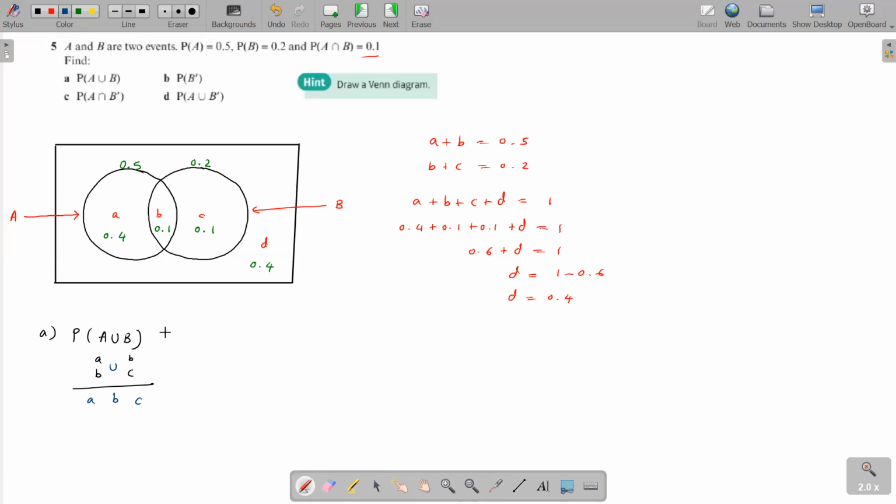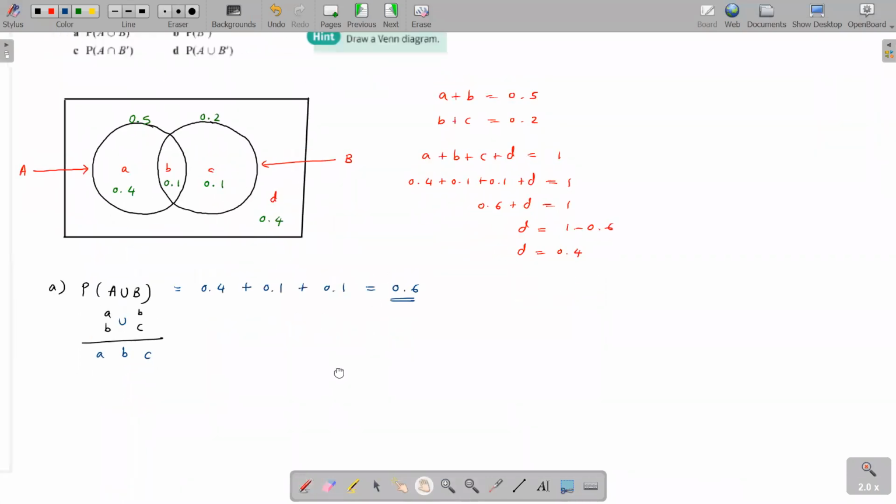Are you with me? So in simple A, what's the probability? 0.4. In simple B, what's the probability? 0.1. In simple C, what's the probability? 0.1. Can you guys see? These are the 3 regions that come for A union B. So you will add the individual probabilities of these regions to get this answer. So how much is it? 0.4 plus 0.1 plus 0.1 is 0.6. So this is the answer. Is this clear? So we'll try to do the other parts as well.